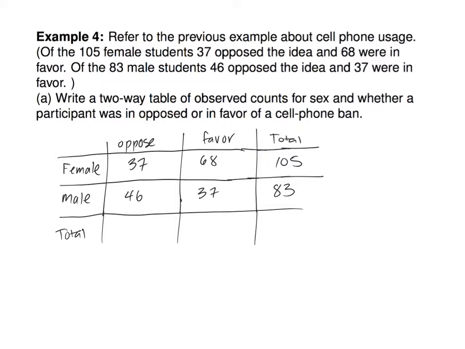And then 37 plus 46, I think, is 83. Do you guys agree? 68 plus 37 is 105. And the total is 188. Great. A lot of your homework questions will already give you the table like this, okay? But this is just like arranging the words into a table, right? That's not so bad. Okay. So you'll have to help me because that's on your paper. We'll do the next one.